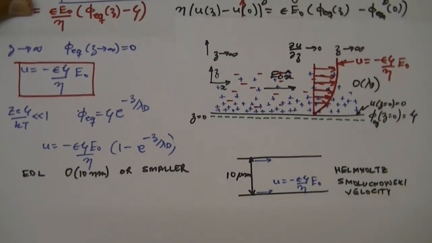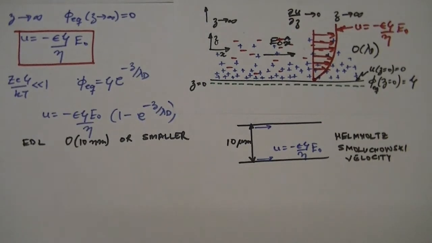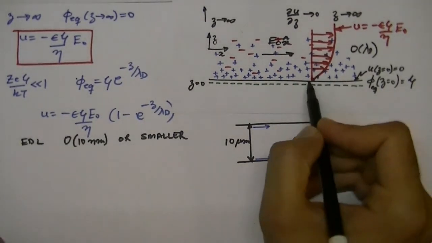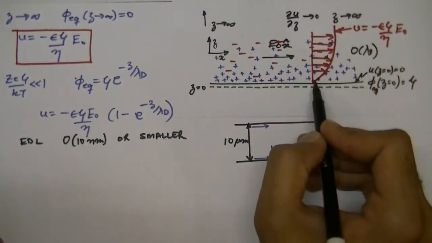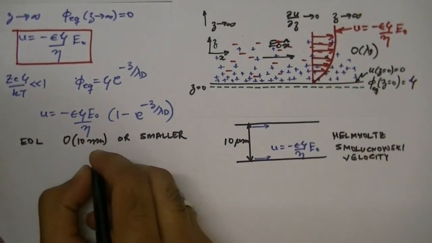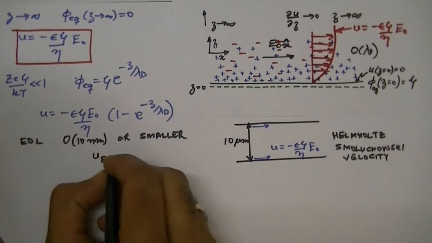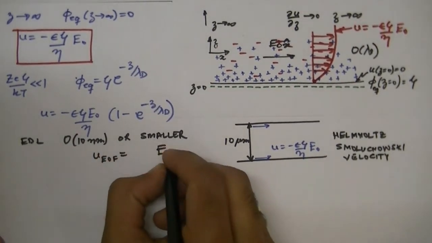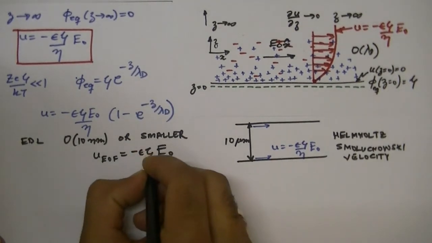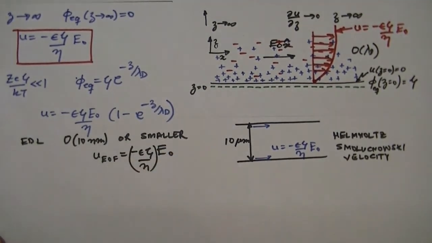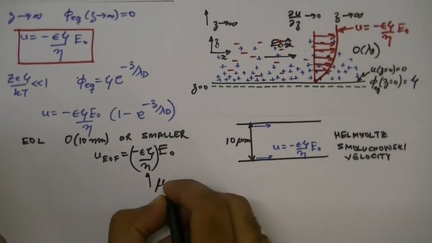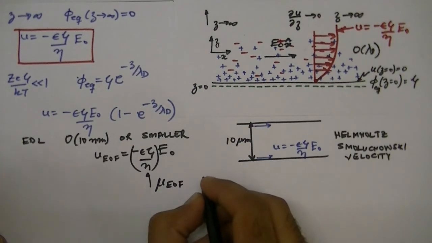So for most practical microfluidic systems, the effect of wall charge and applied electric field parallel to that wall is that we have this slip velocity at the walls, and that's due to this electro-osmotic flow, and this slip velocity at the walls is proportional to the electric field, and the proportionality constant is this quantity, which is also called the EOF mobility.